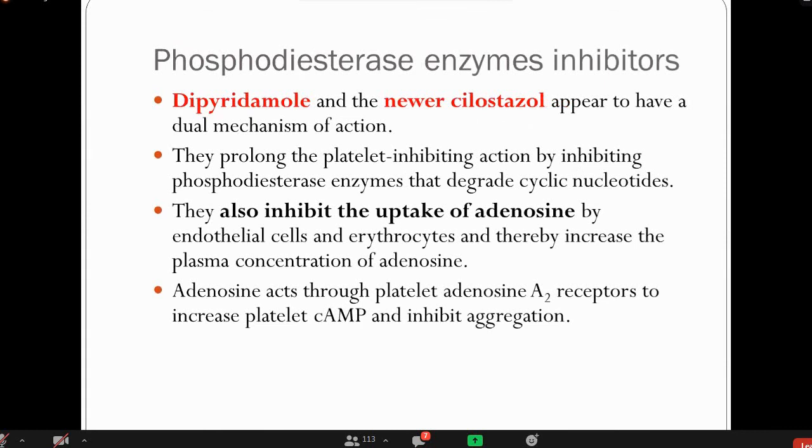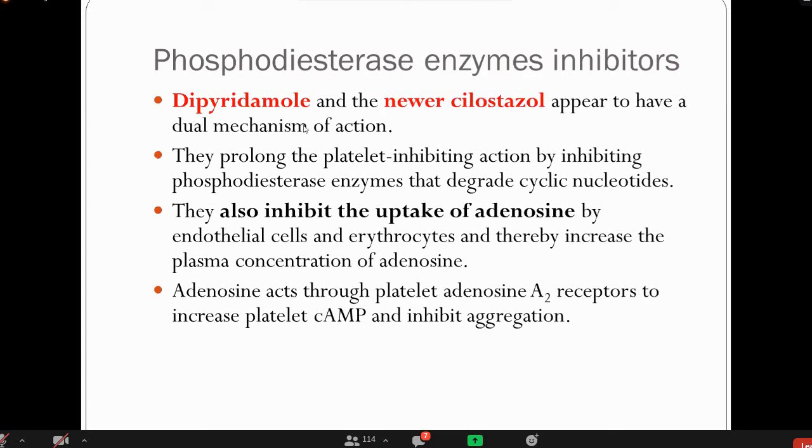Now, the phosphodiesterase enzyme inhibitors. Already we have discussed why we are interested in inhibiting this enzyme, because this enzyme is responsible for the breakdown of cyclic AMP, and cyclic AMP prevents platelet aggregation, right? So if we inhibit this enzyme, we can avoid the breakdown of cyclic AMP, so we can raise the level of cyclic AMP.